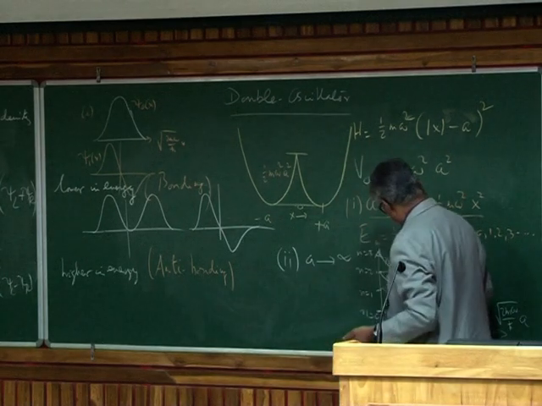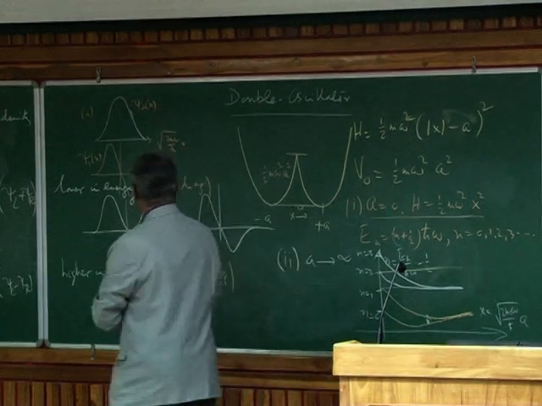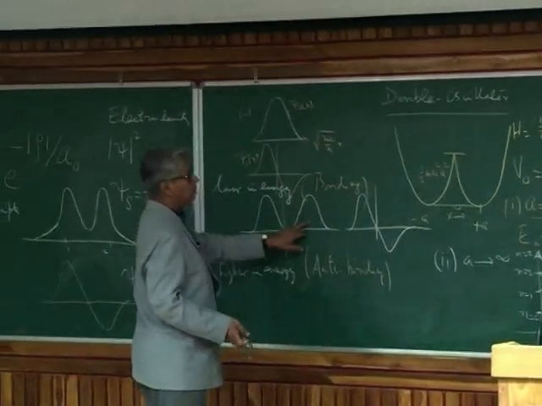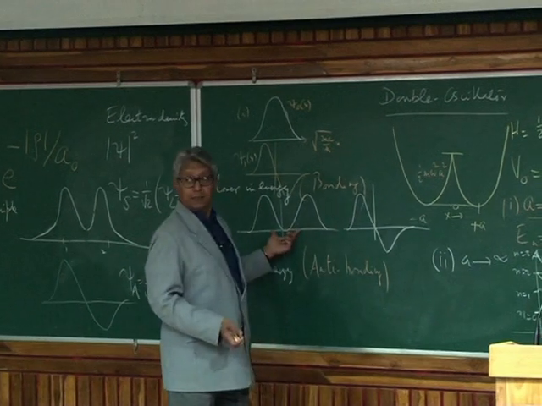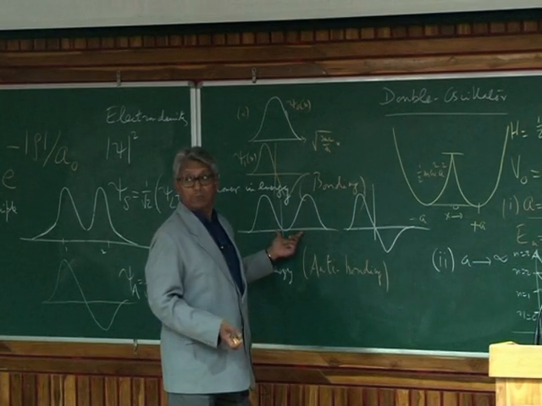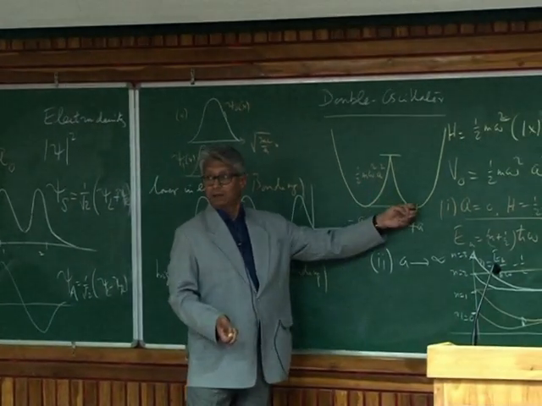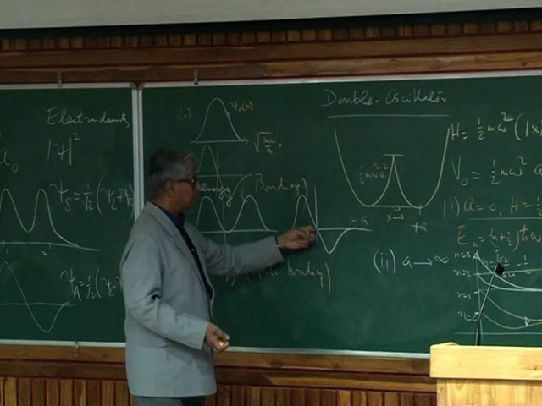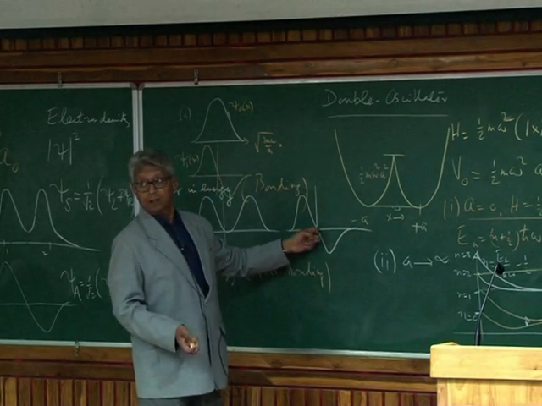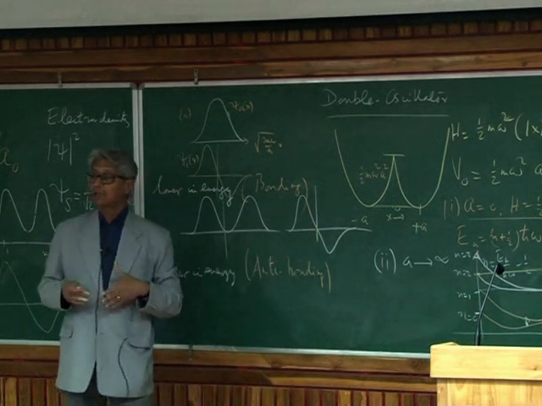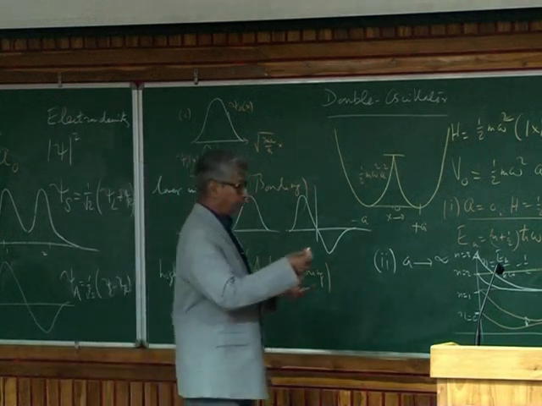So if you think about how the merging is occurring, in the case of a double oscillator, this wave function or the density means that you have equal probability of finding the particle either here or here. And in this case, it's the same, except that this wave function is antisymmetric. Okay? So therefore, at this stage, you can also talk about what is called tunneling.